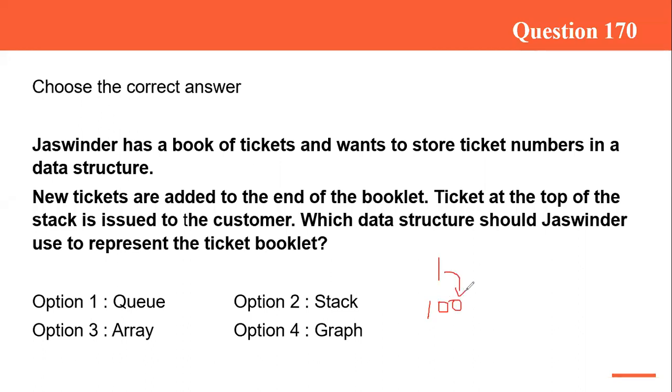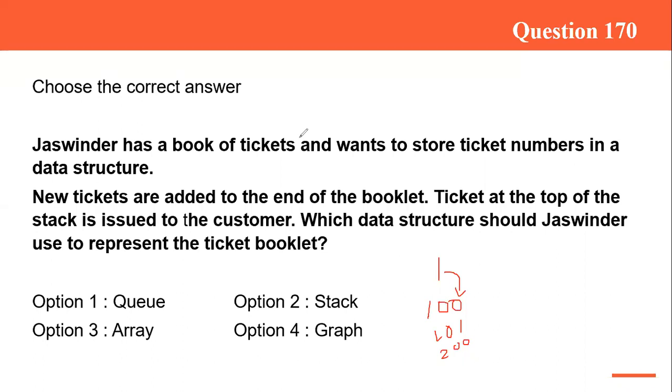One will be on the top, then 2, then 3, then 4, then 5, then 6, and so on, till 100 at the bottom. After that, what is the next thing? New tickets are added at the end of the booklet. That means below 100, at the bottom, you are adding the tickets. Let us assume 101 to 200 tickets, I am adding. That means insertion at the end. Till here, is it clear?